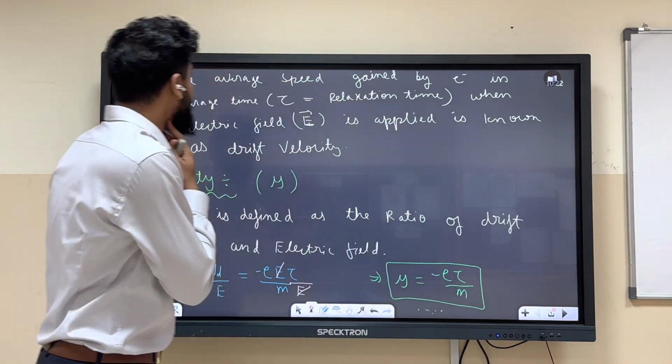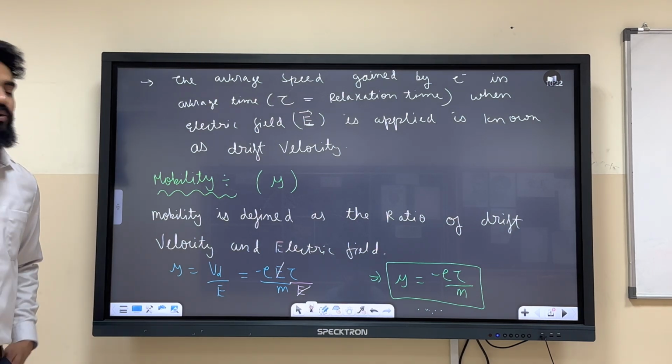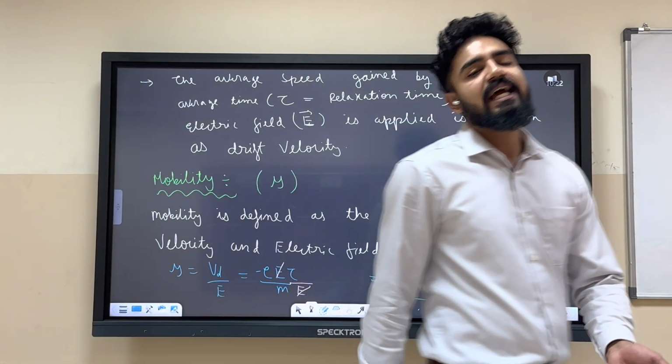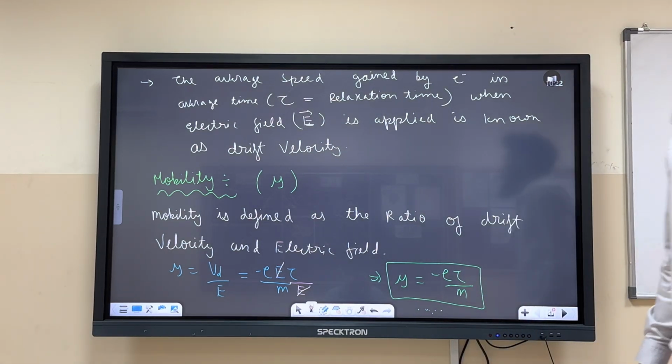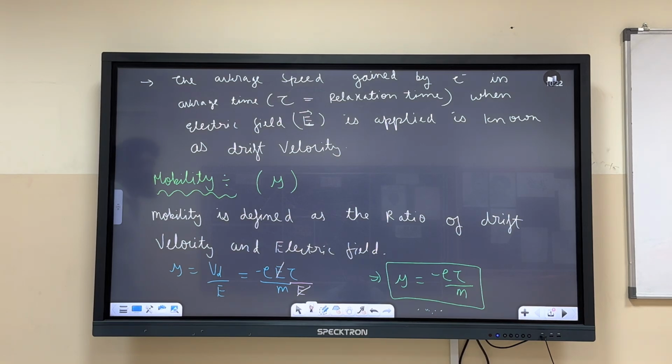We can say the average speed gained by an electron in the average time, that is relaxation time, when an electric field is applied, is known as drift velocity. How much you are drifting in relaxation time when the electric field is there, it is known as your drift velocity. Very good.